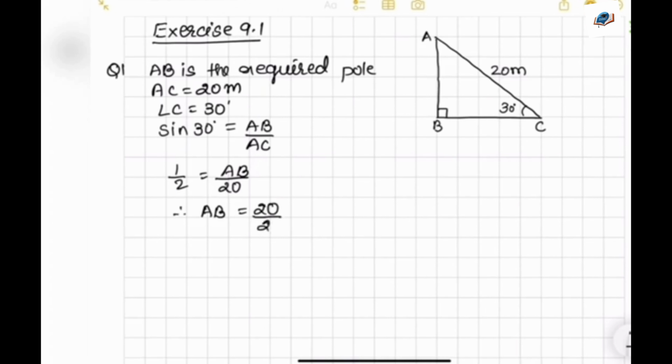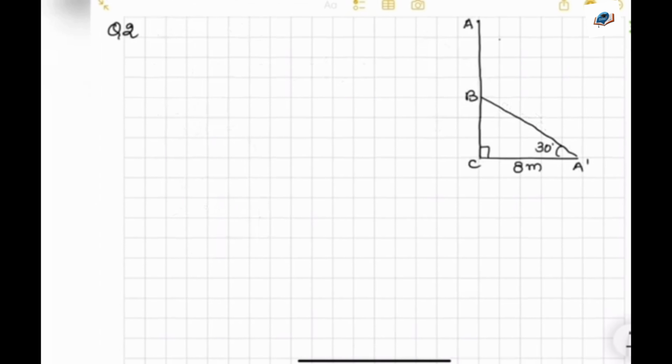Now, in the second question, it says a tree breaks due to storm and the broken part bends so that the top of the tree touches the ground, making an angle 30 degree with it. The distance between the foot of the tree to the point where the top touches is 8 meter. Find the height of the tree.